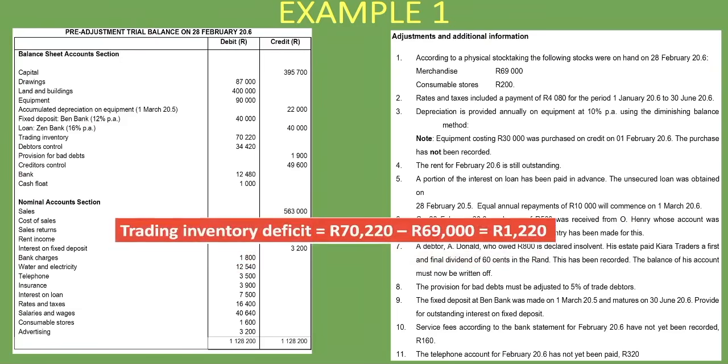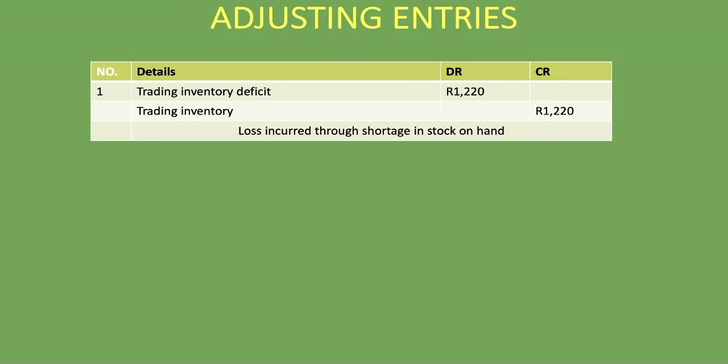The trading inventory deficit is going to be the 70,220 Rand according to the pre-adjustment trial balance, and you deduct the 69,000 Rand according to the physical stock taking, and it gives you 1,220 Rand. That is the trading inventory deficit. Now, when we do our journal entry for this one here, you're going to debit trading inventory deficit, as I mentioned, because it's an expense, and you're going to credit trading inventory. And the narration here is loss incurred through shortage in stock on hand.